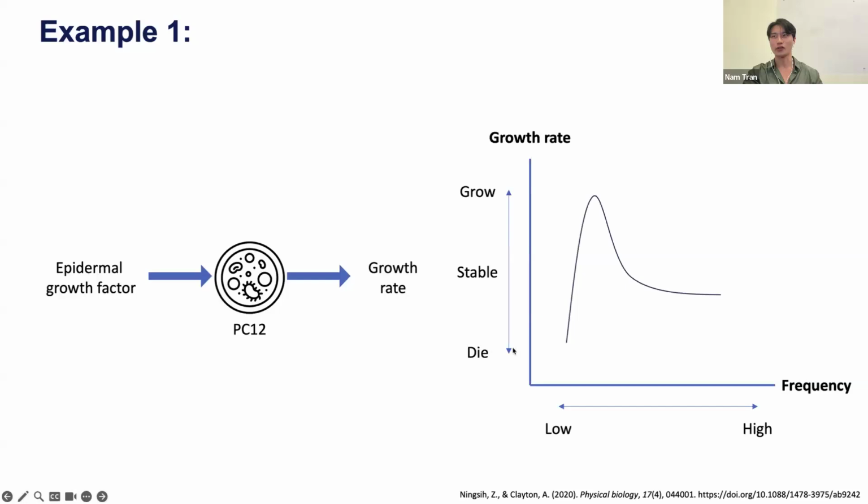So on the y-axis, I have the growth rate, and on the x-axis is the frequency of the growth factor. And if you give it really low frequency, like slow on, slow off, then the cells die. But then if you give it a little bit higher, the cells thrive. And then if you go too fast, the cells become stable, they don't die, but if you go too fast again, they start to die again. So there's a hint of this frequency-dependent behavior in these biological cells.